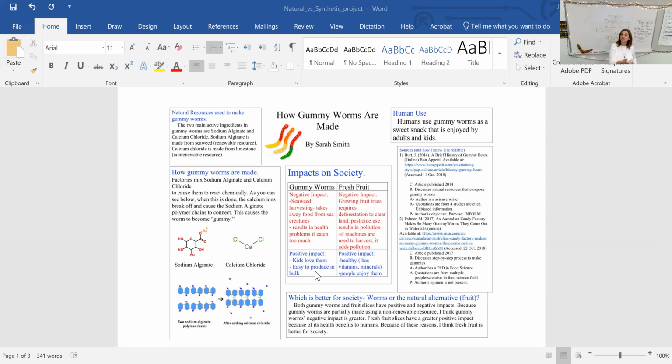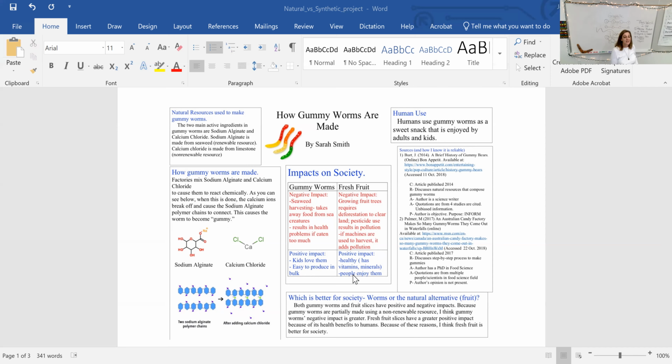So this is information somebody found online. Taking a look, they're comparing it against, say, fresh fruit. Why would you go for gummy worms over fresh fruit? Fresh fruit, negative impact: growing fruit trees requires deforestation to clear the land, and pesticides to keep the bugs from destroying the crops. Machines could be used to harvest, which could add pollutants to our environment.